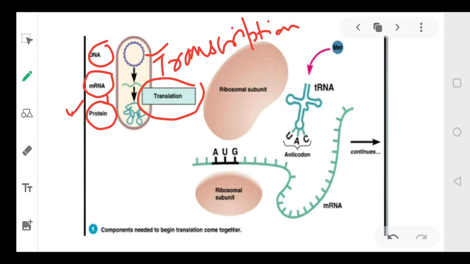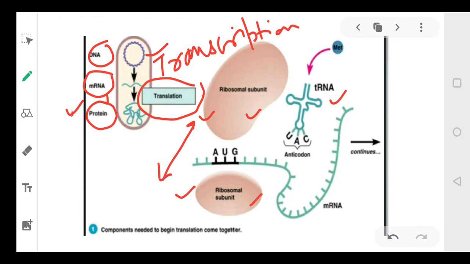Now before we talk about translation, there are certain components needed for this process to start. The very first of them is the ribosomal units. The two ribosomal units, one bigger and one smaller, will unite to form a complex made up of two ribosomal units, and only then will this ribosomal complex be active. If these two units are separate, they will remain inactive. They can function only when they are combined with each other.